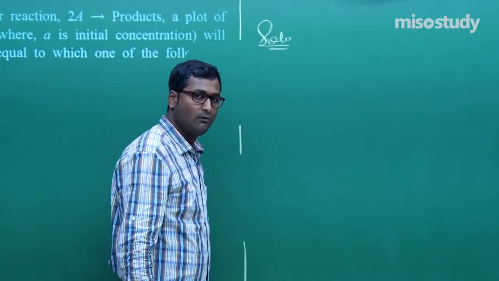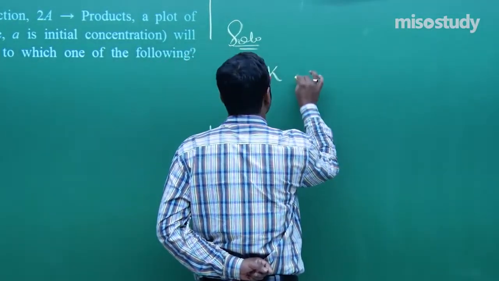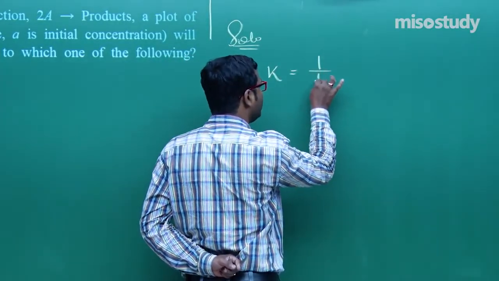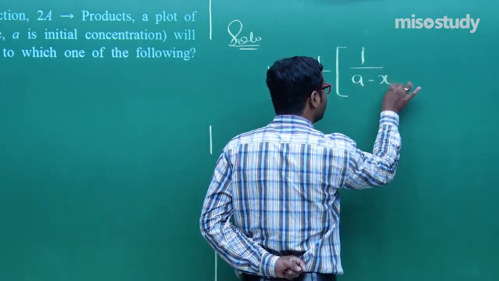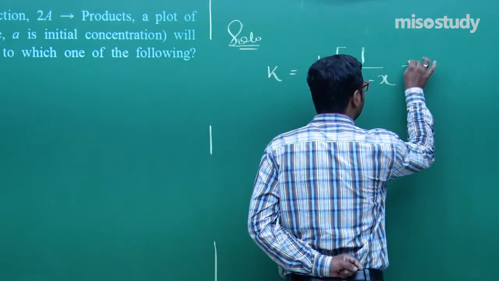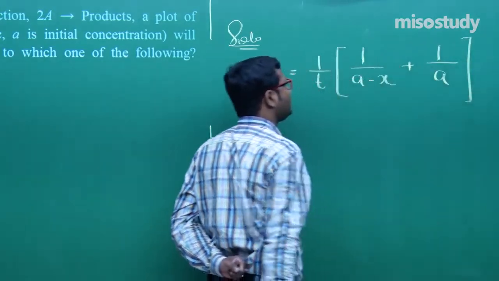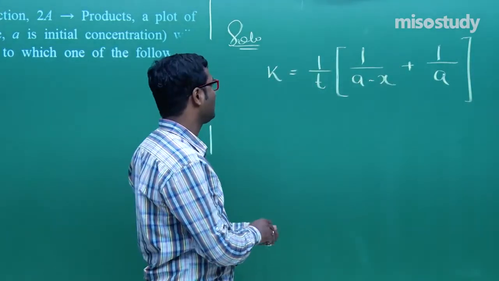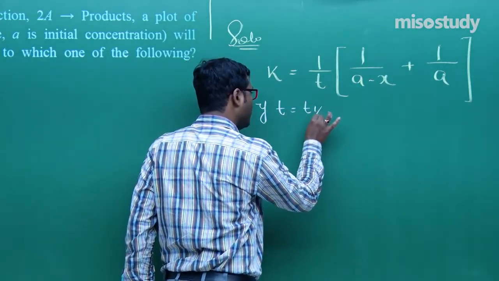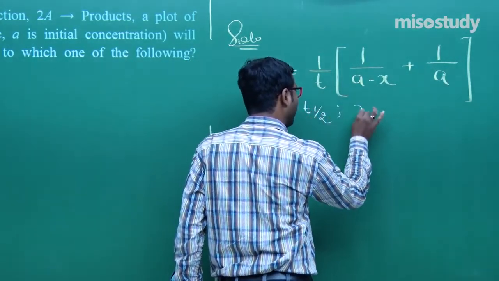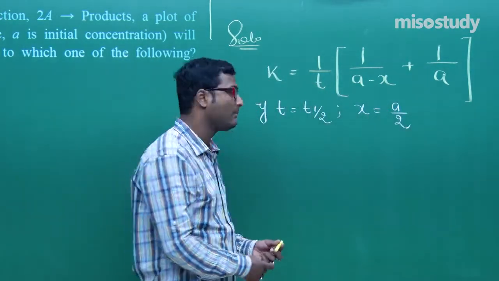First of all, for a second order reaction, we know k is equal to 1 upon t into 1 upon (a minus x) minus 1 upon a. This is the term. Now the question is, if t is equal to t half and x is equal to a by 2, now what will happen?